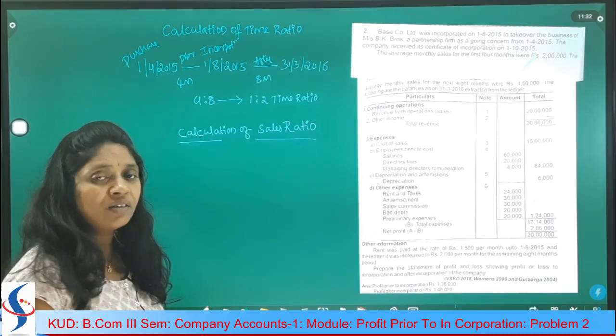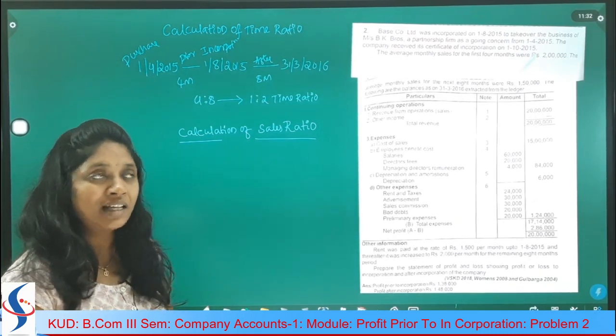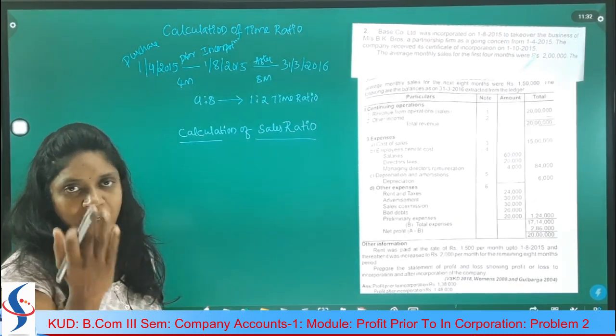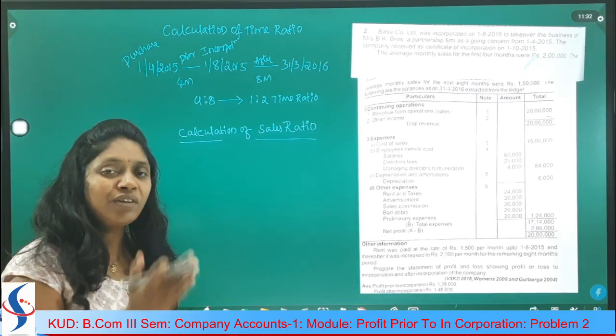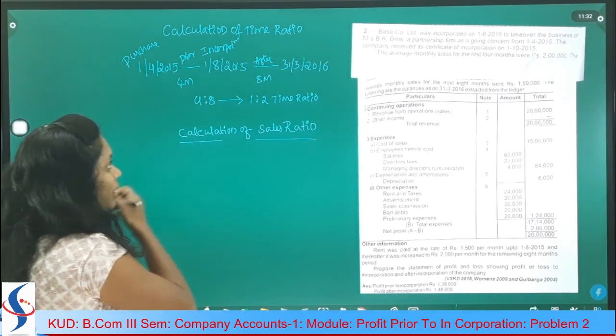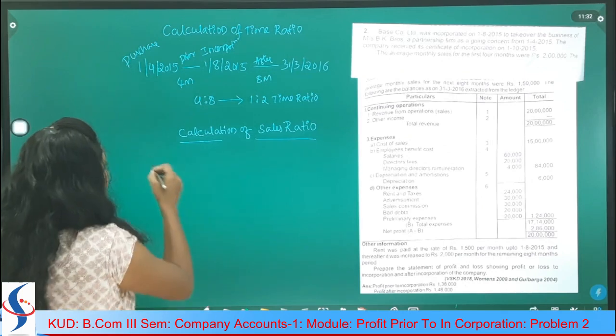Then we need to convert that monthly sales into yearly sales in terms of prior period as well as in terms of after period. Then we should calculate a sales ratio. First we will calculate prior period total sales.